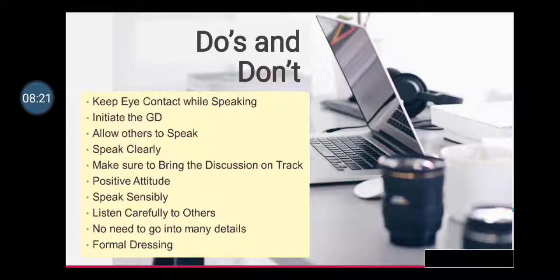The eighth one is listen carefully to others. Speak less and listen more. Pay attention while others are speaking. This will make you coherent in the discussion and thereby you will get involved in the group discussion positively. You will surely make people agree with you.